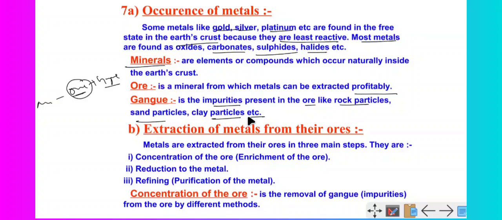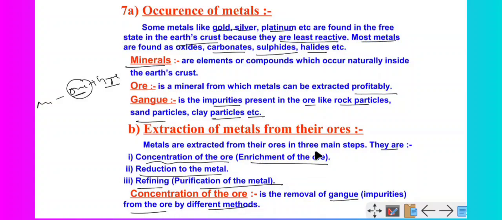Now, how are these metals extracted from the ores? Metals are extracted from the ores in three steps. First is concentration of the ore, that is enrichment of the ore, then reduction up to the metal, and then refining, the purification of the metal, takes place. So what is concentration of the ore? It is the removal of gangue impurities from the ore.